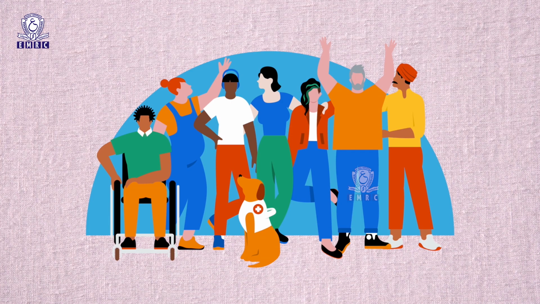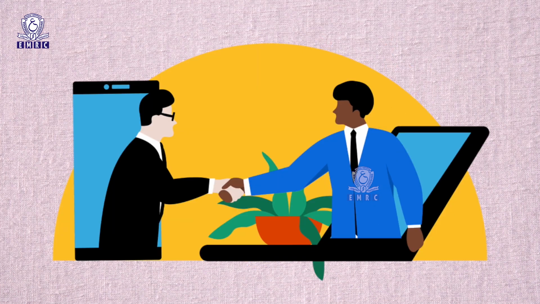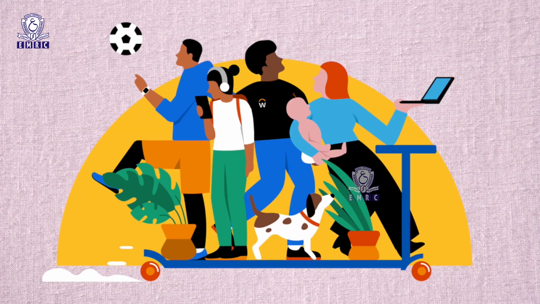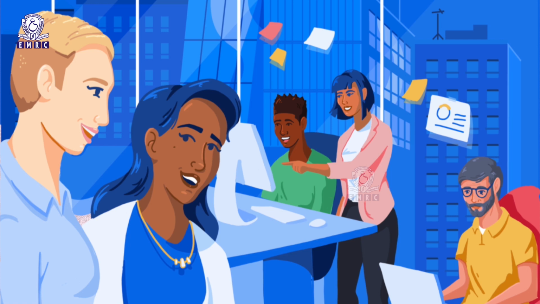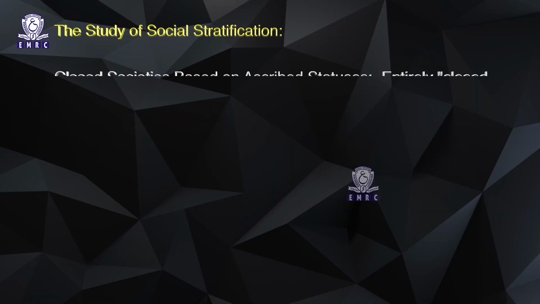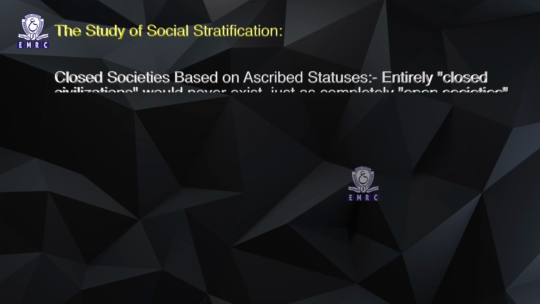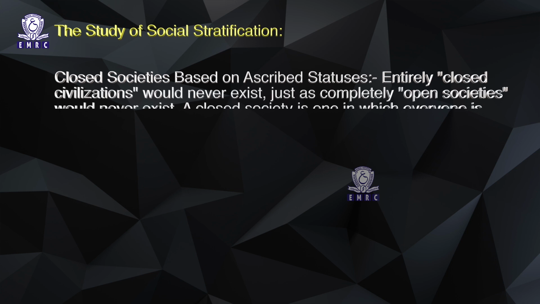In modern civilization, the majority of occupational jobs are acquired statuses, because there would still be inequality resulting from unequally obtained social positions. An open society would not be a society of equals. These social positions, on the other hand, would be earned purely by personal achievement and merit. And the closed societies are based on ascribed status. So, entirely closed civilizations would never exist, just as completely open societies would never exist.